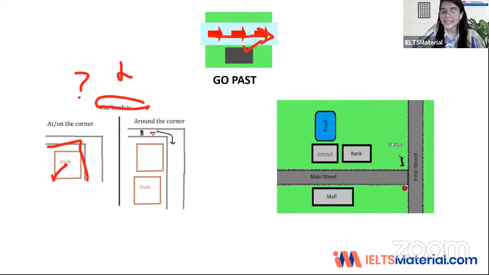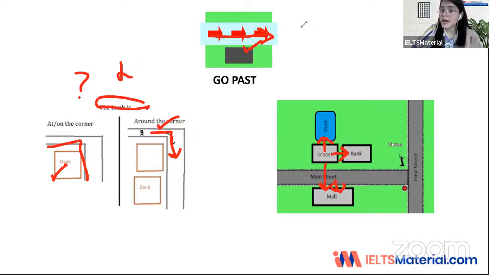Then the next thing is "go around the corner." Whenever the audio says go around the corner, this is what it means. Also, there are certain prepositions that we must know when it comes to map labeling. You might have heard, okay, this is located opposite to this. So what they mean is that the school is opposite to the bank, the mall is across the main street, the bank is next to the school. This is next to the school. This is opposite to the mall. The pool is behind the school.